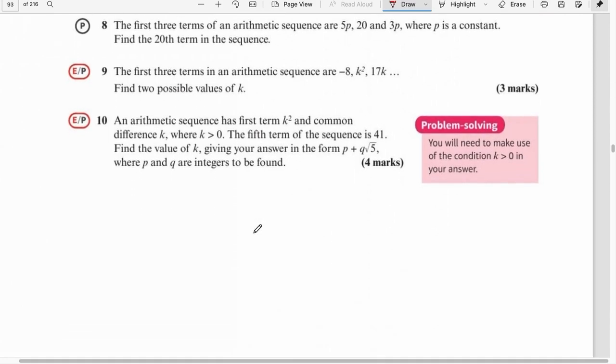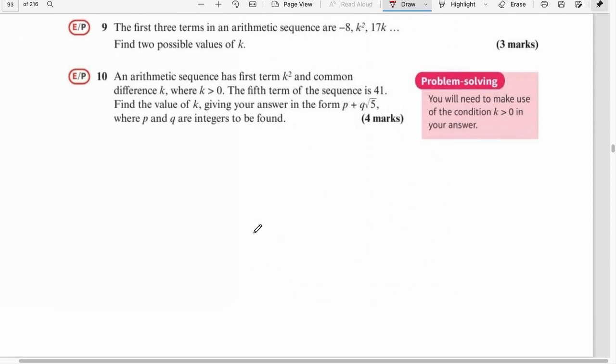Let's try these exam style questions. Question number 9 says the first three terms in an arithmetic sequence are as shown. Find the two possible values of k. So if it is an arithmetic sequence, that means we have a common difference: minus 8, k squared and 17k.